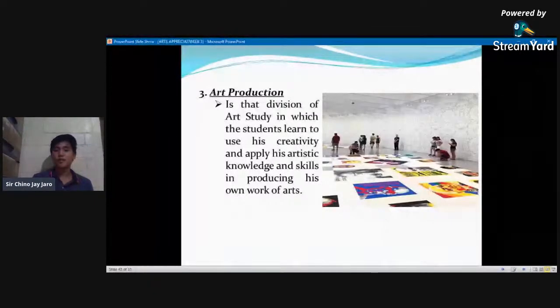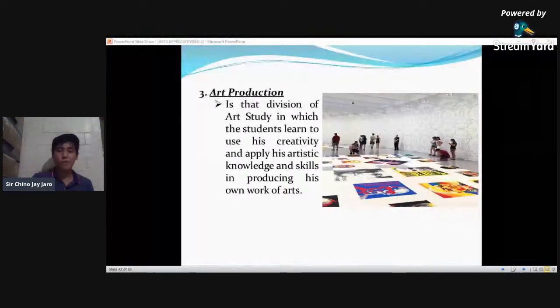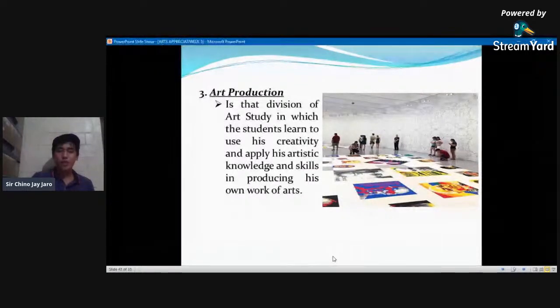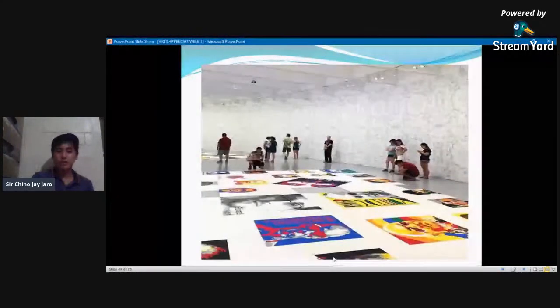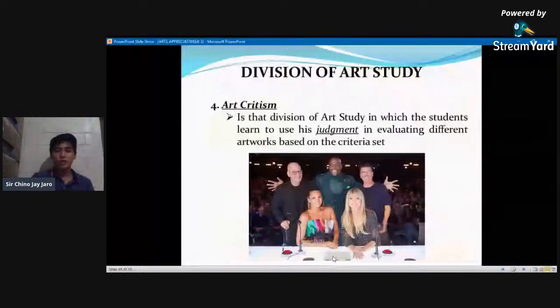The next, last in art, last na po dito sa ating Division of Art Study number 4, Art Criticism. So bilang isang estudyante, hindi ka lang naman gagawa. May karapatan kang magbigay ng iyong feedback in a nice way naman. It is the division of art study in which the students learn to use his judgment in evaluating different artworks based on criteria set. Diba?